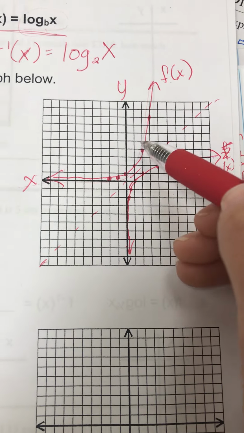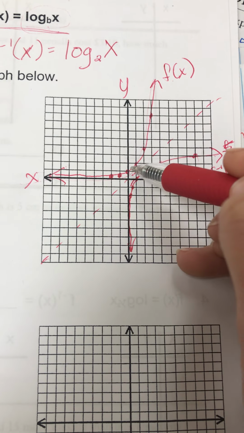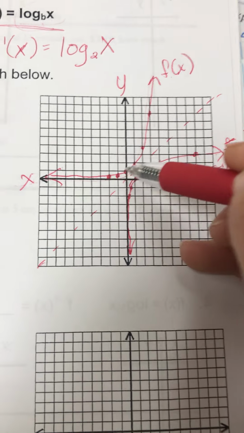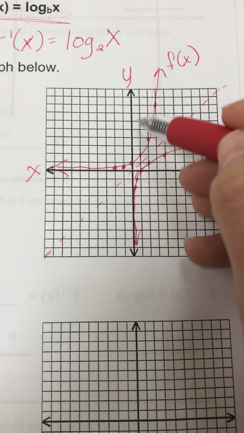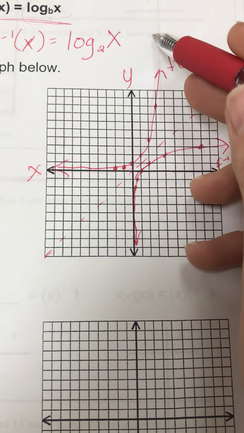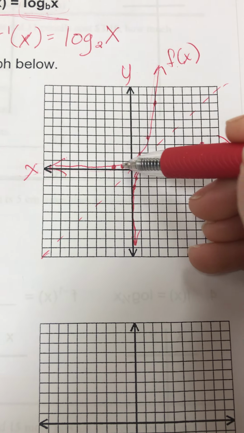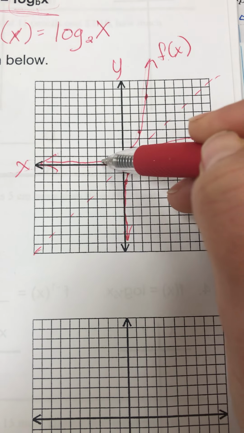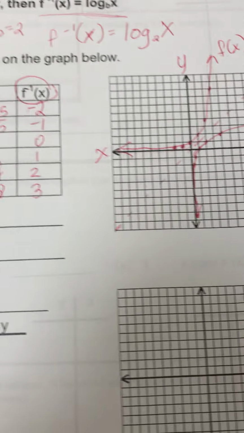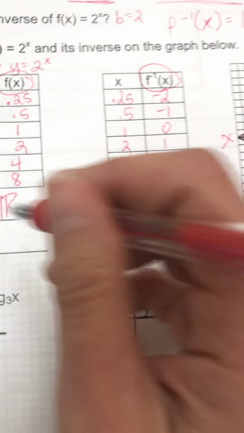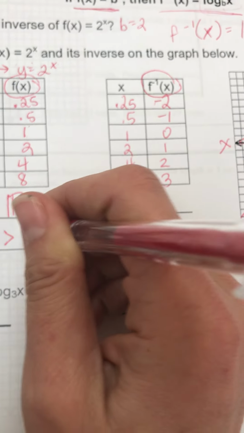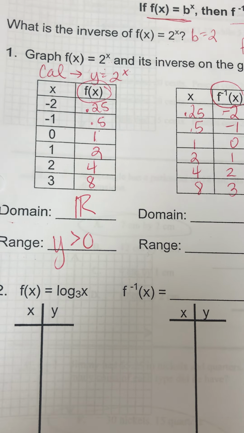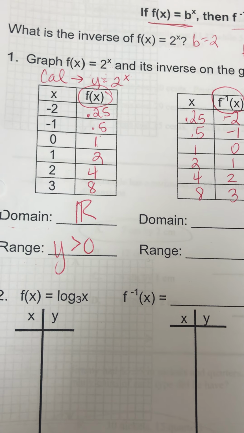Okay, now your range is your y. So we're still looking at the f of x. So your y is going to be going up to infinity, but when it's going down, it's always going to just get closer and closer to 0, but it never crosses 0. So your y is going to be greater than 0. So it's never reaching 0 or going below 0.